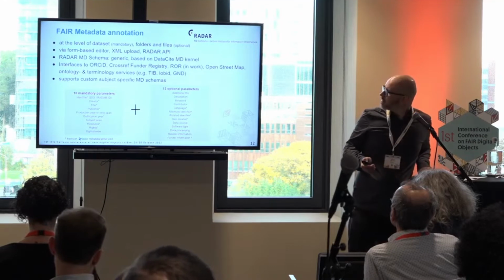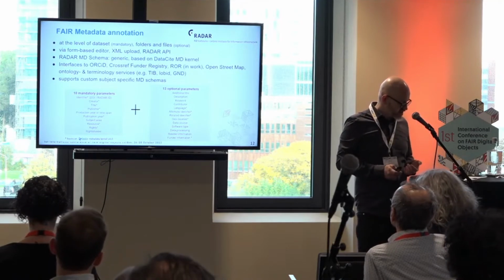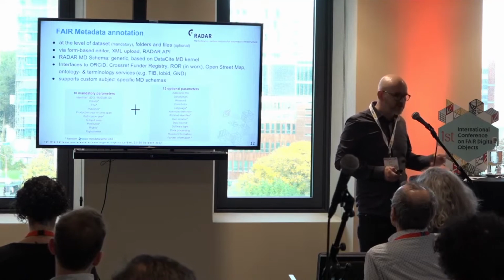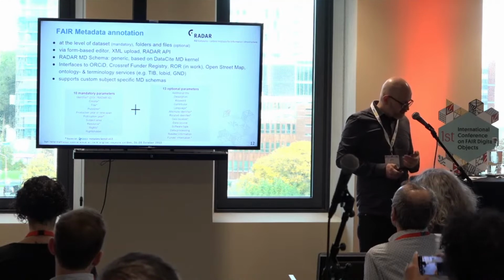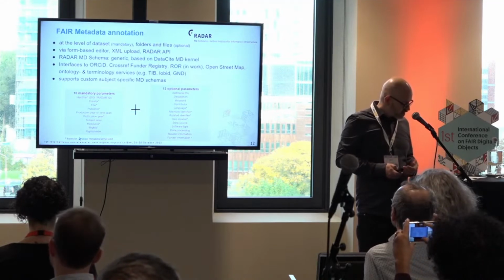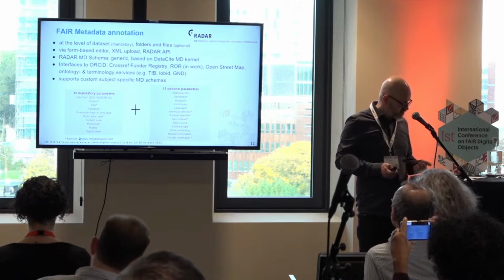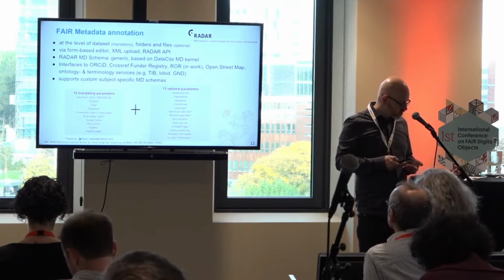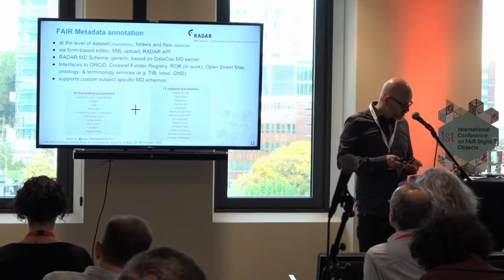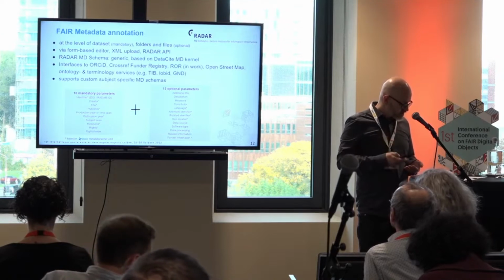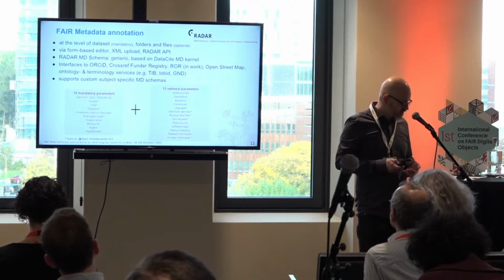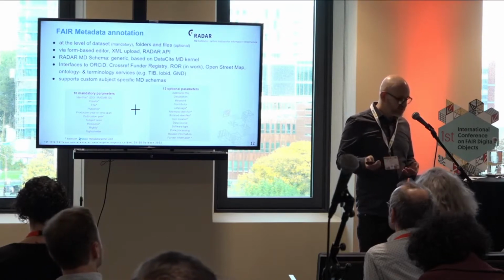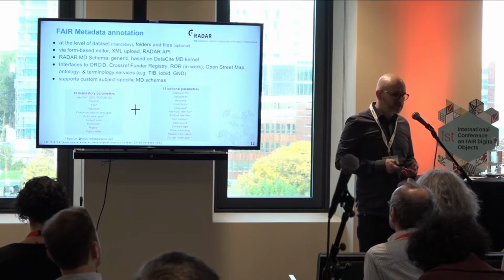And when it comes to metadata annotation, this can be done on a dataset level in Radar, but optionally also for individual files and folders. And users can, of course, fill a web-based form, but they can also upload an XML file or use the Radar API to add metadata. And we have integration of ORCID, the Crossref Funder Registry, ROR for institutions, OpenStreetMap, as well as several ontologies and terminologies. And there are 10 mandatory fields and 13 optional fields in this generic Radar metadata schema.